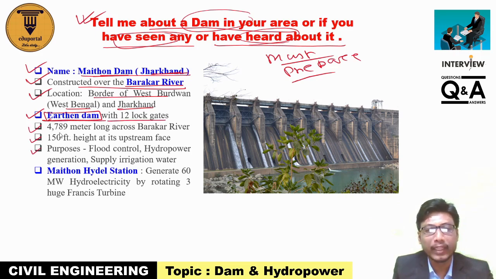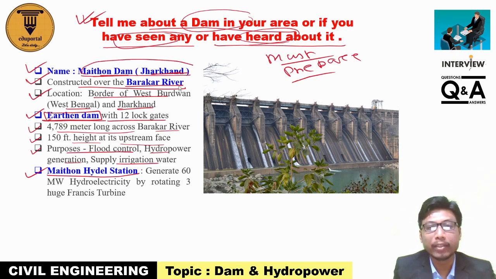It is 4789 meters long across the Barakar River, 150 feet height on the upstream face. Purpose: flood control, hydropower generation, supply of irrigation water, and the Maithon hydel station. So the information that you should remember is the name of the dam, where it is located, on which river, and the type of the dam. So this is about a dam that you have seen.